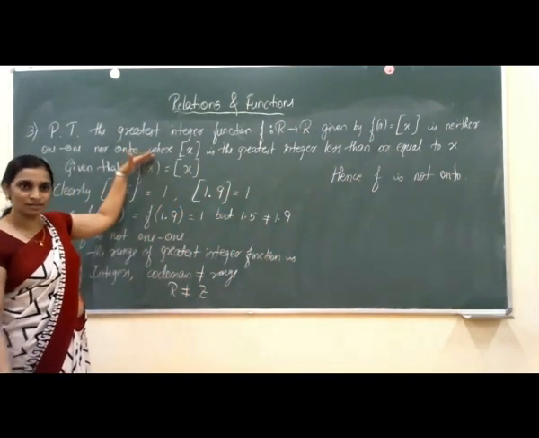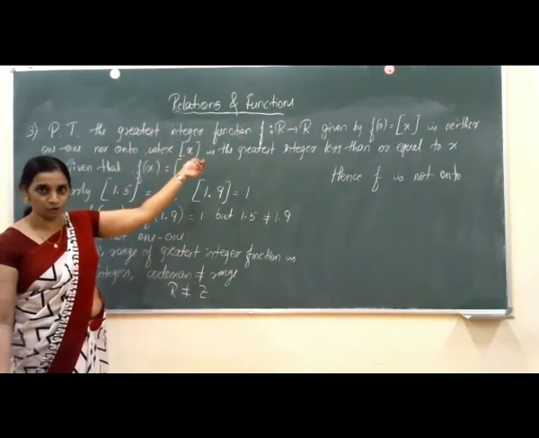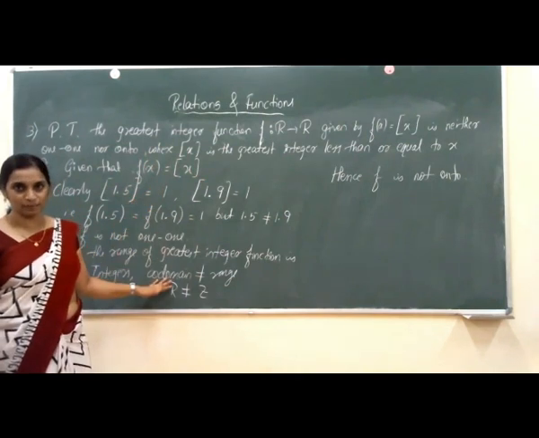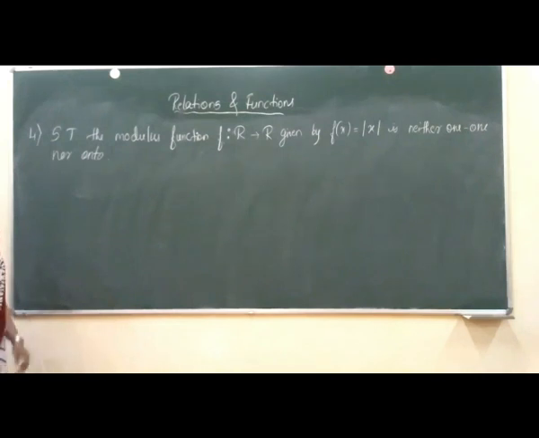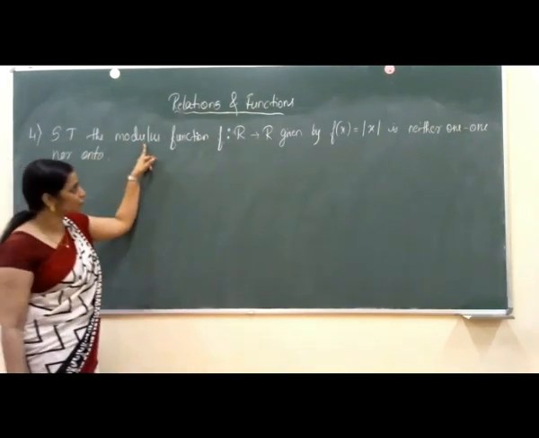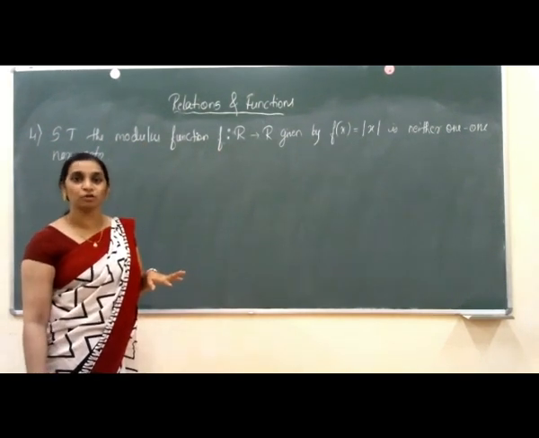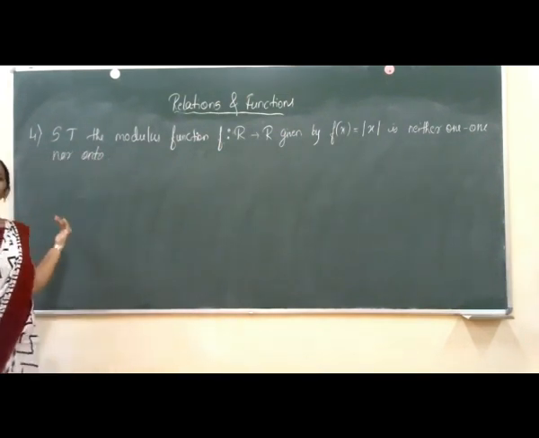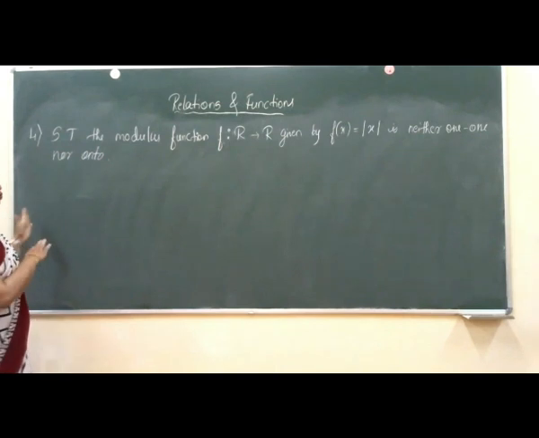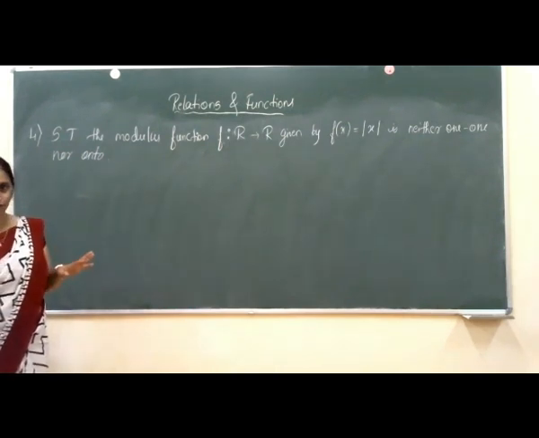Remember, if you are considering such an example, that means if you are proving the function is not 1-1 or not onto, in that case, just give an example. That is enough to conclude. The next question is, show that the modulus function f from R to R given by f of x equal to mod x is neither 1-1 nor onto. As we have discussed in the previous example, here also if you give an example or a particular result, then also it is sufficient.